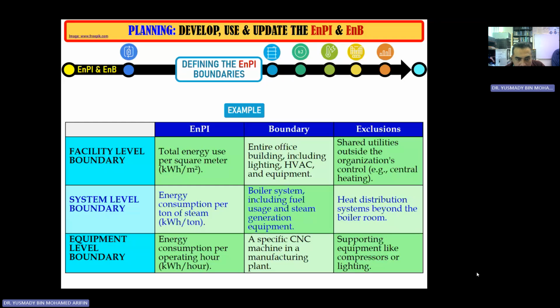Example number 2, system level boundary. EnPI, energy consumption per ton of steam, kilowatt hour per ton. Boundary, boiler system, including fuel usage and also steam generation equipment. Exclusion, heat distribution system beyond the boiler rooms. And the last one, equipment level boundary. EnPI, energy consumption per operating hour, kilowatt hours per hour. Boundary, a specific CNC machine in a manufacturing plant, where for this case, we focus on the CNC machine. And the exclusion, supporting equipment like compressor or lighting. So the compressor and also lighting for the equipment level will not be involved in our assessment. So these are examples of defining the EnPI boundaries.